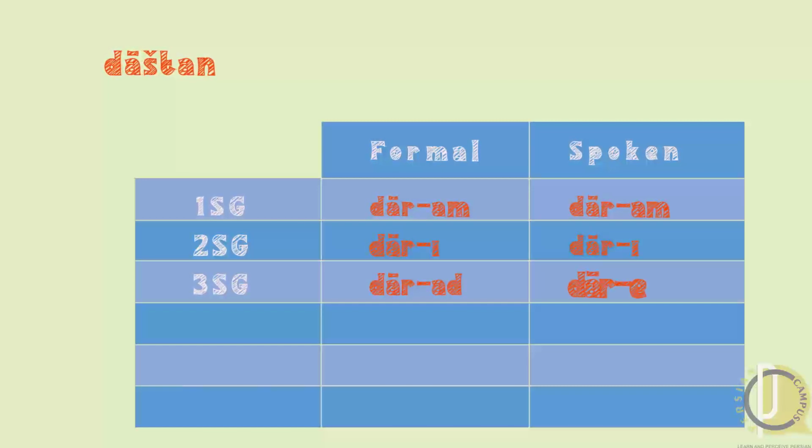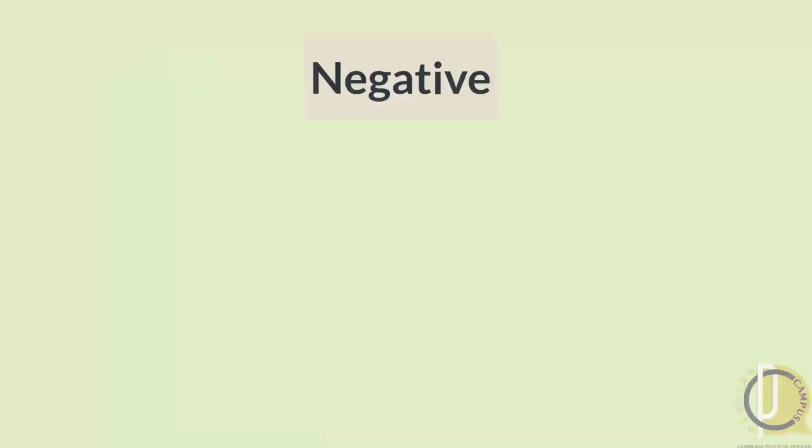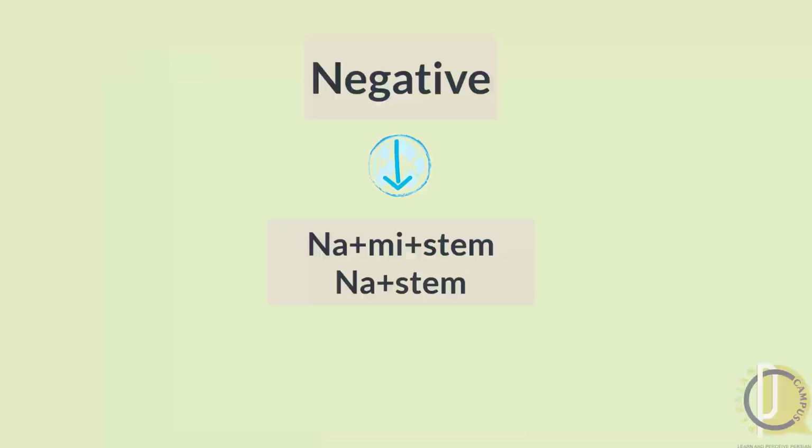Formal, daram. Spoken, daram. Dari, dari. Darad, dare. Darim, darim. Darid, darid. Darand, daran. To change these verbs to negative form, we use na before me or the stem of the root.